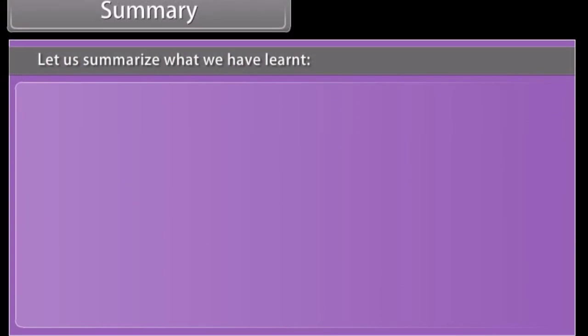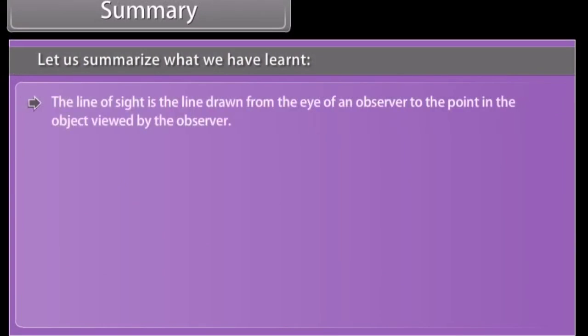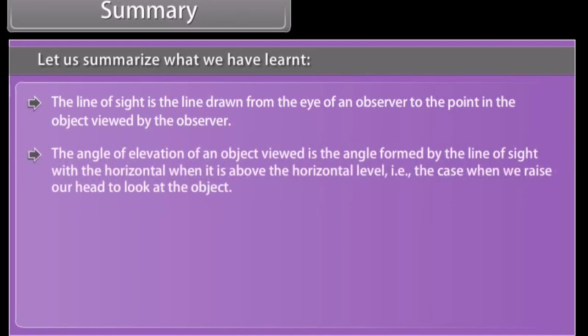Summary. Let us summarize what we have learned. The line of sight is the line drawn from the eye of an observer to the point in the object viewed by the observer. The angle of elevation of an object viewed is the angle formed by the line of sight with the horizontal when it is above the horizontal level.